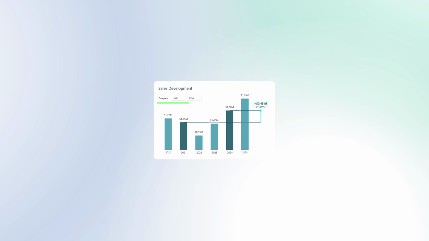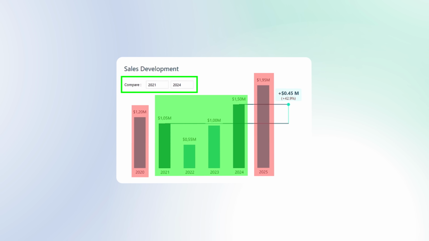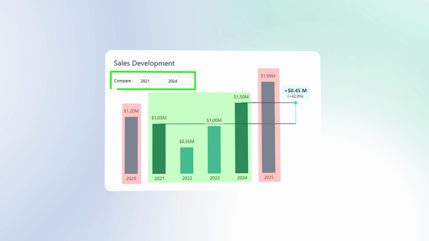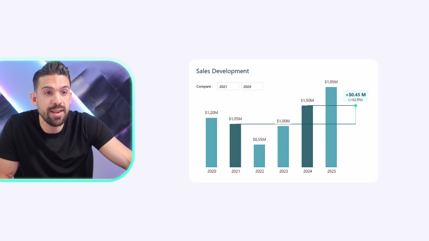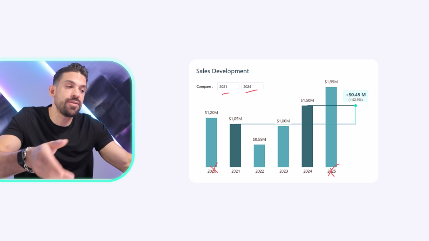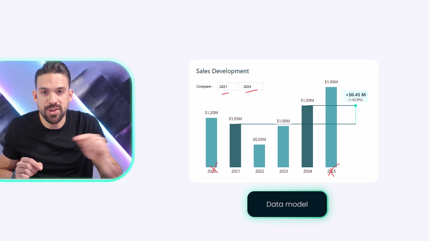Well, as a first step, we have to figure out why that slicer that we have at the top doesn't filter the column chart below it, because usually a slicer filters the charts, right? But in this case, you see, I have over here 24 as the ending year, 21 as the beginning year, but 2020 still shows up and 25 still shows up. How is that possible? Well, for that, we have to go to the data model. So let's have a look.